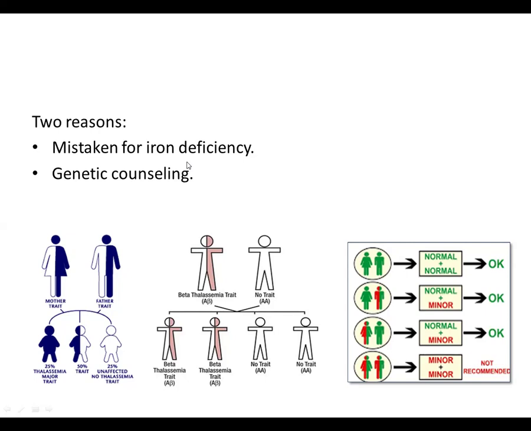If one of the parents has beta thalassemia trait and the other is normal, there are 50% chances that the offsprings will be normal, and there are 50% chances that they will have the thalassemia trait. So there will be no chances of thalassemia major in this case. So for genetic counseling, it is very important to recognize thalassemia trait.